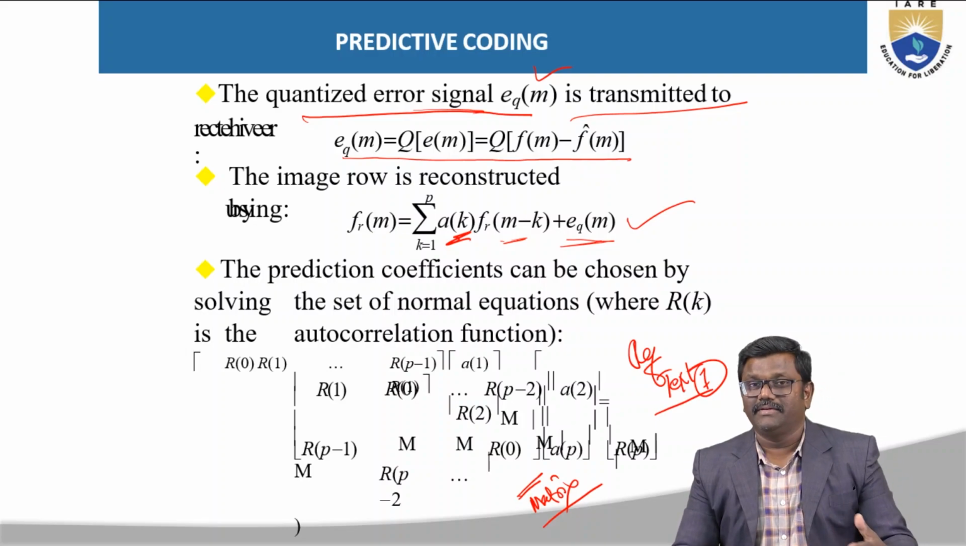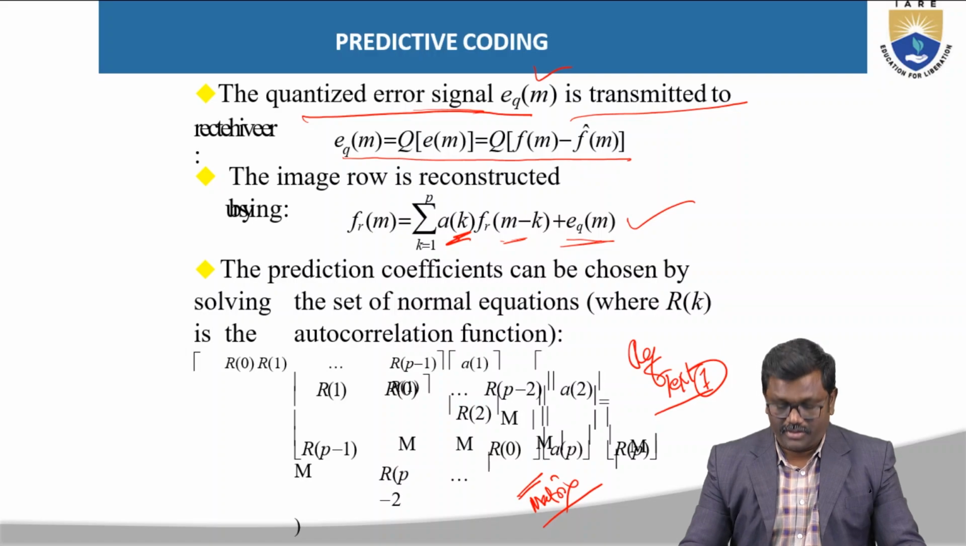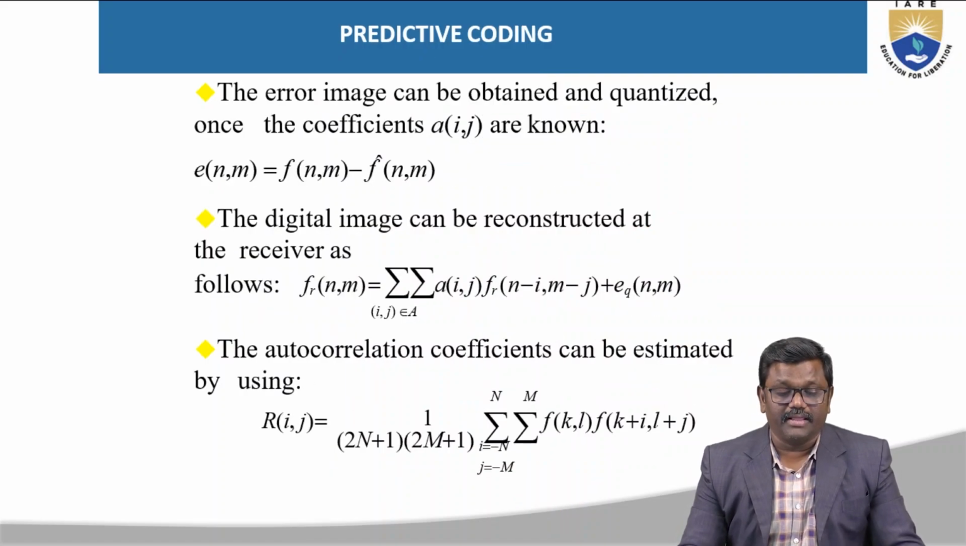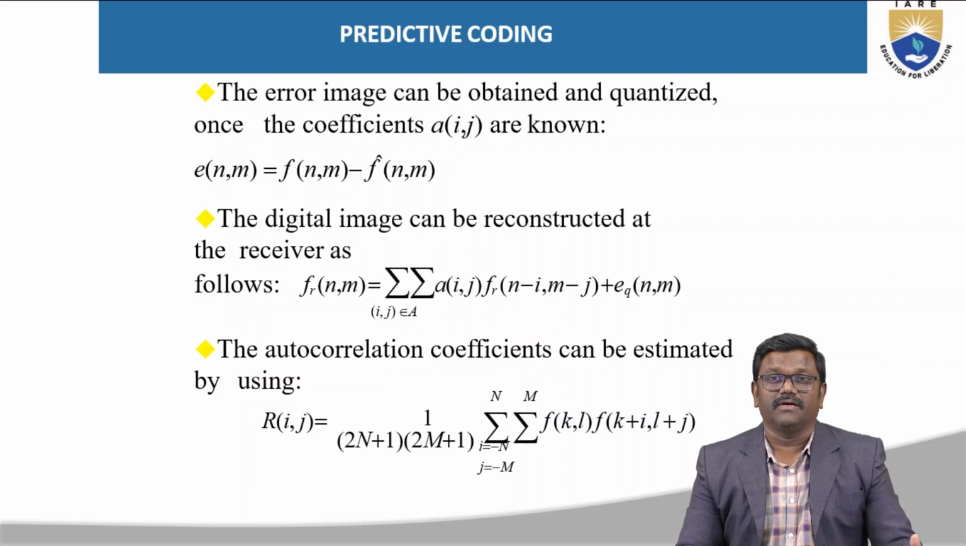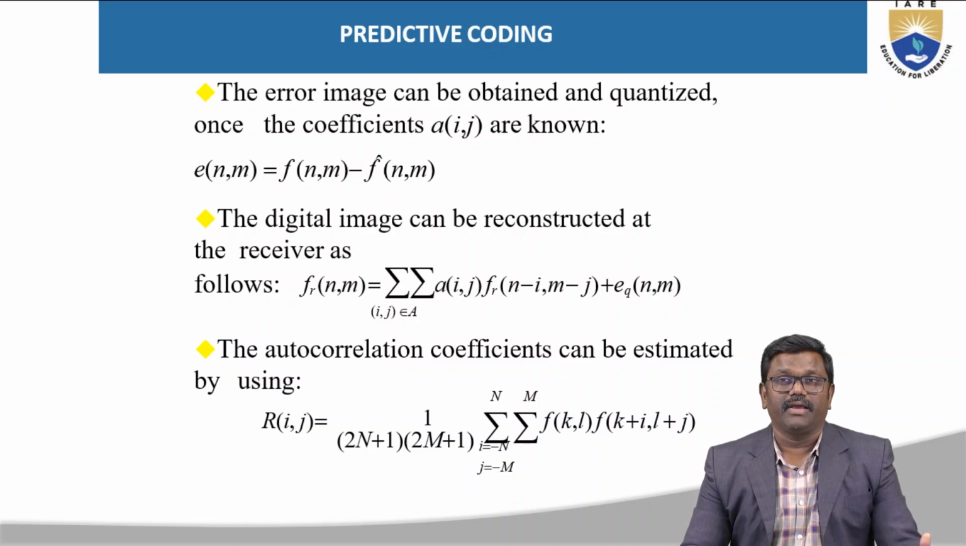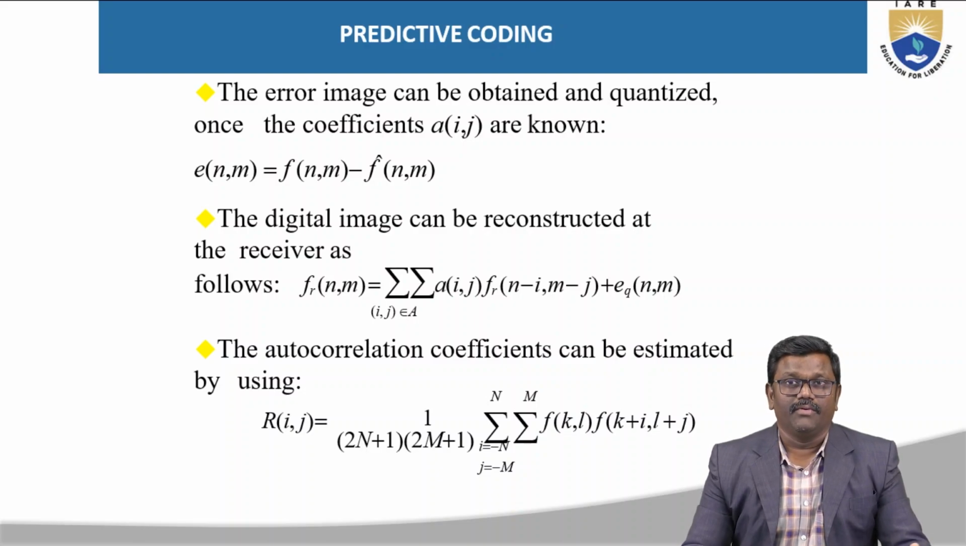So in the coming slides, it will be corrected also. Okay. So coming to what we want to concentrate on in the predictive code, which is the error image, it can be obtained and quantized once the coefficients of a of i comma j are known. That is, e of n comma m values.